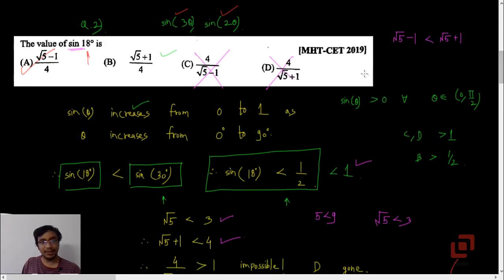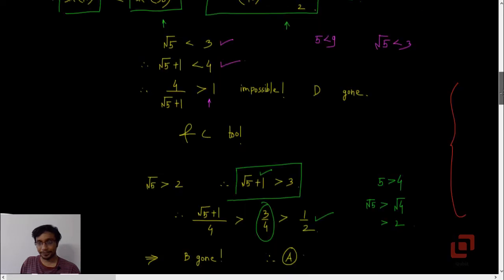Sine 18 is going to be equal to cos 72 as well through allied angles, right? And once you know sine 18, you can easily find cos 18 and tan 18 and other related values. So that is question 2.